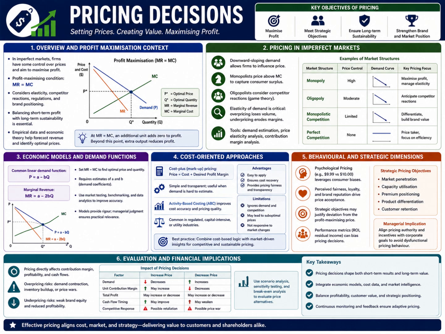Evaluation and financial implications. The financial consequences of pricing decisions extend beyond immediate revenue. Pricing affects contribution margin, cash flow timing, and competitive dynamics. Overpricing may trigger demand contraction, inventory buildup, or price wars. Underpricing can weaken brand equity and erode profitability.